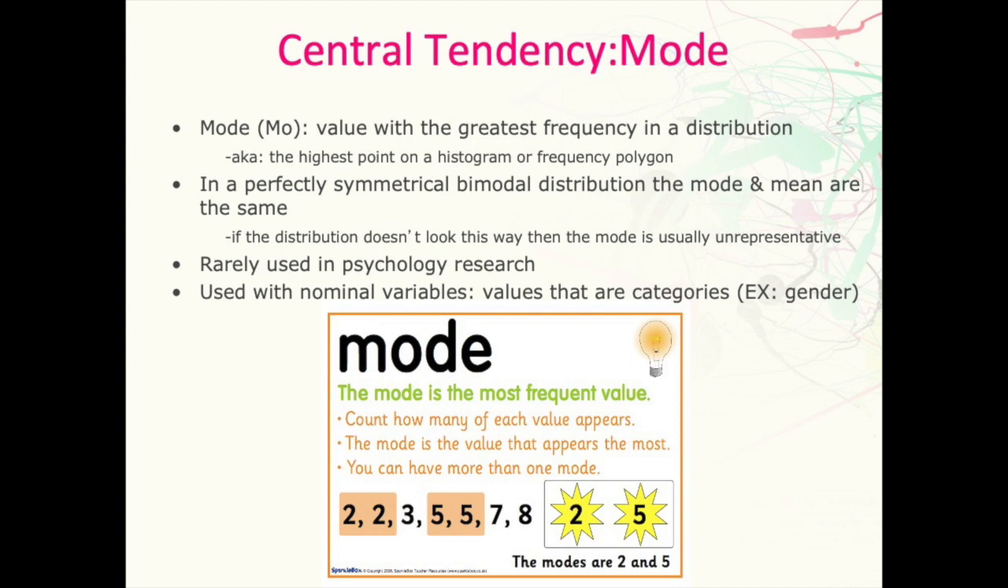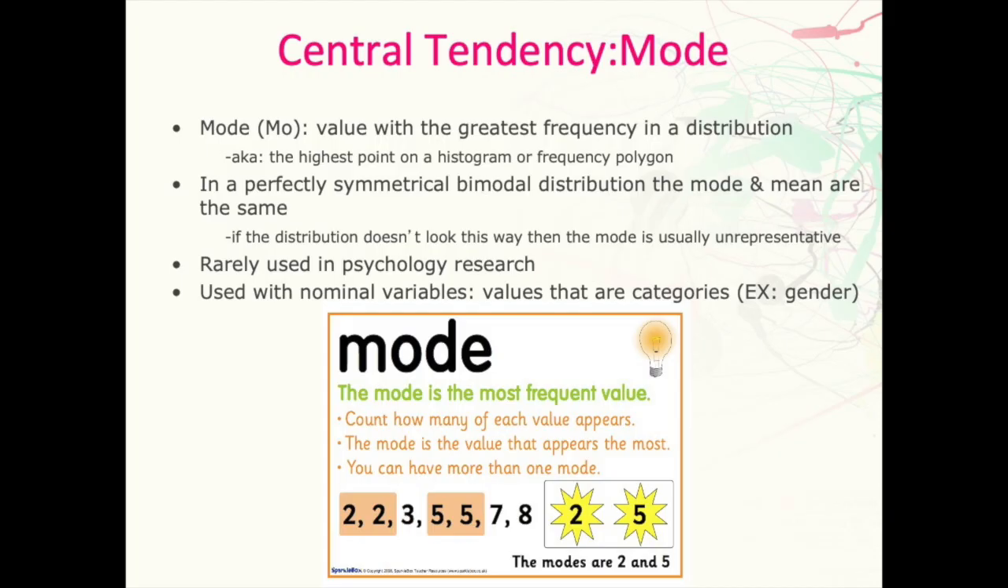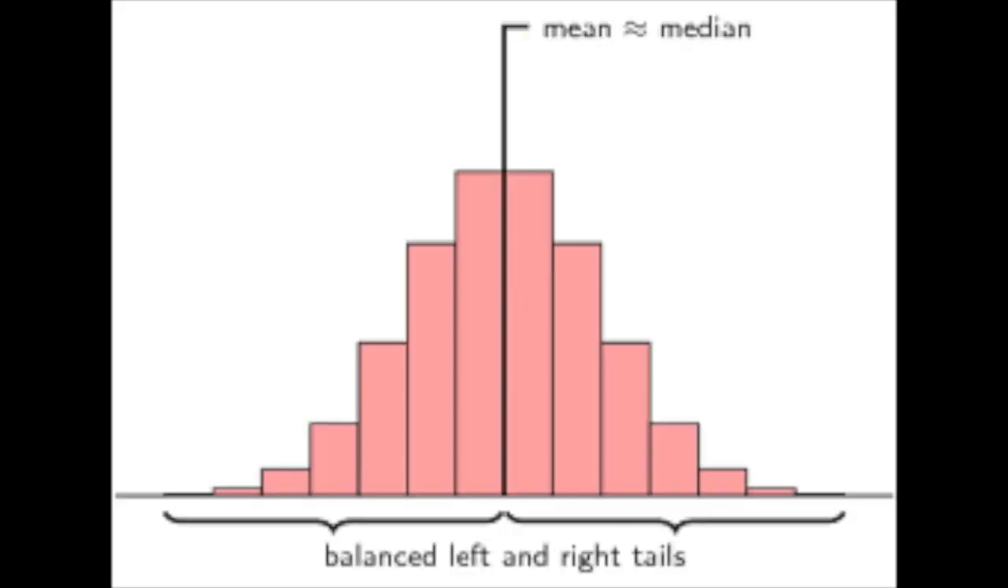And the last measure of central tendency is the mode. It's symbolized by MO, and it's just the value with the greatest frequency in a distribution. So when you make your frequency distribution, you just have to find the highest number in the F column, find the associated score, and that's going to be your mode. It's also going to be the highest point on the histogram or the frequency polygon.